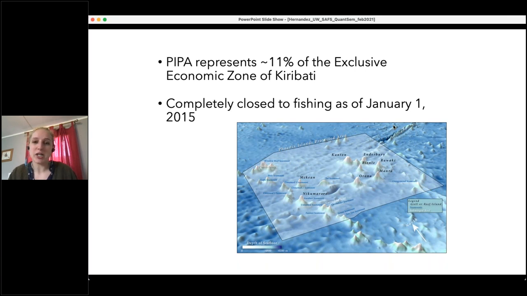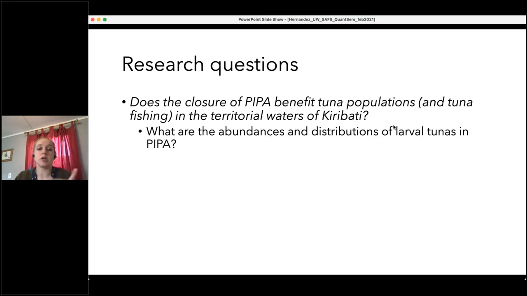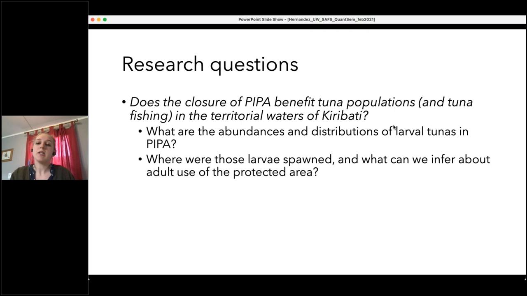So the point of this project was to really try to think about whether the closure of PIPA can offer any benefits to tuna populations and tuna fishing in the territorial waters of Kiribati. That's what the protected area managers want to know and the politicians in Kiribati. That's a really huge question that I can't necessarily answer today, but I can answer some questions in service of that. So I'm asking, what are the abundances and distributions of larval tunas in PIPA? Where were those larvae spawned? And then what can we infer about the adult use of the protected area from our larval data?